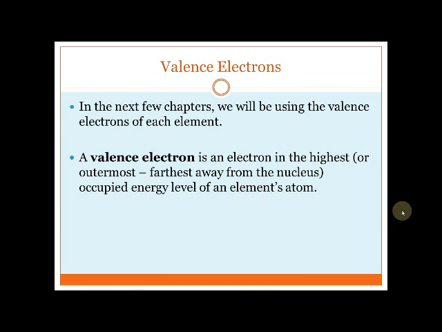Okay? So in this chapter, and the next couple chapters, we need to know what valence electrons are. A valence electron is an electron in the highest, or outermost, farthest away from the nucleus, occupied energy level of an element's atom. So in chapter 5, when we did our electron configurations, we were just starting with 1s, and we worked all the way up to whatever. Well, now we are only going to use valence electrons. And so we're going to have set numbers based on the arrangement from the periodic table.